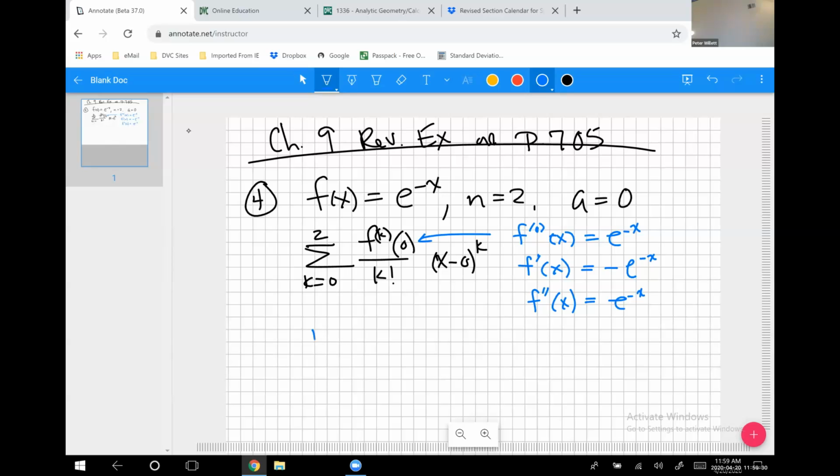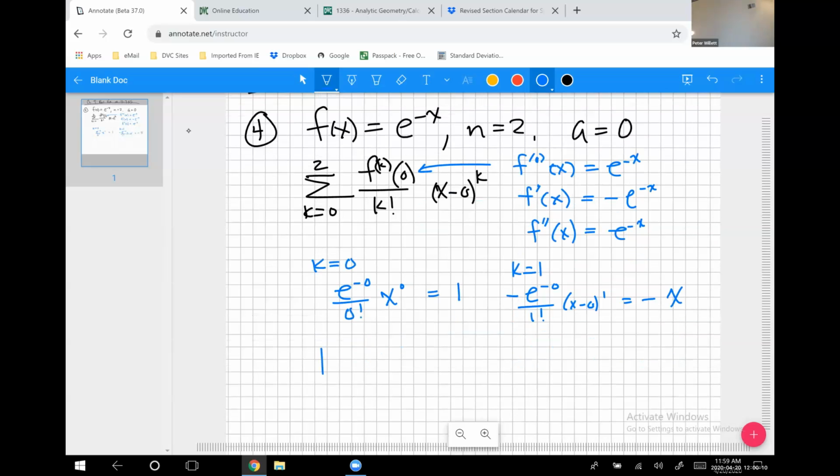So when k is equal to 0, then I would get e to the minus 0 over 0 factorial times x to the 0. And so that's all just a big fat 1. When k is equal to 1, I would get minus e to the minus 0 over 1 factorial times x minus 0 to the 1. So that's all a negative 1 out in the front of an x. So I would get minus x.